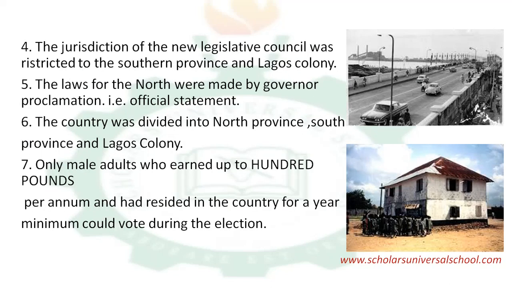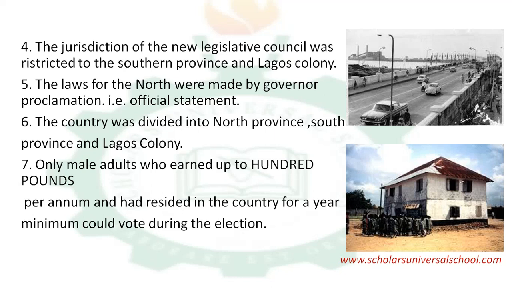The jurisdiction of the new Legislative Council was restricted to the Southern Province and Lagos Colony. Now, when we say jurisdiction of the new executives, we are talking about the area of coverage for the Legislative Council, those areas that the Legislative Council will legislate on, and the areas are Southern Province and Lagos Colony. So Northern Province or Northern Protectorate was excluded.